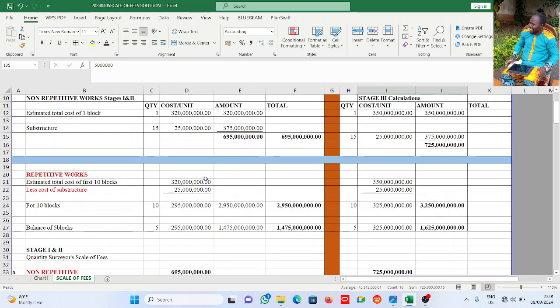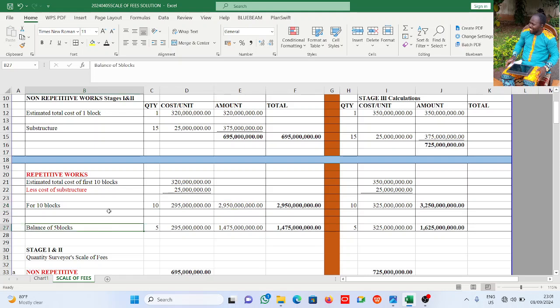Now, for repetitive works, we have, of course, the first 10 blocks, which is 320 million. We have taken care of the substructure here, so we less the substructure. This minus this gives me 295 million. I have it for 10 blocks, times 10, and I have 2,950 million.